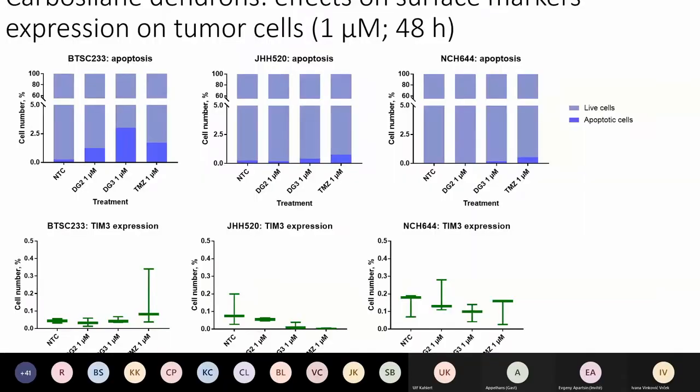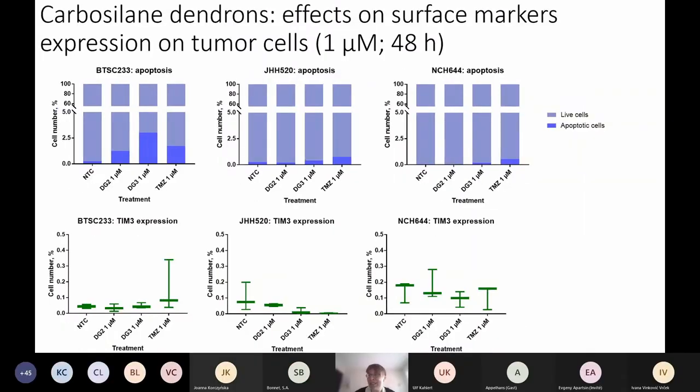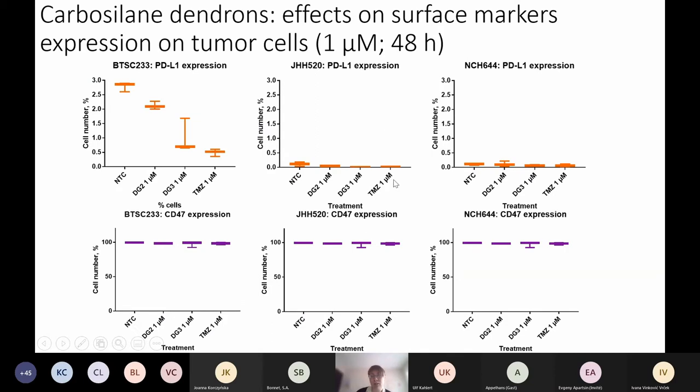In our study, we didn't find any significant effects, neither on TIM3 expression, nor PD-L1 expression, nor CD47 expression. So we can say that at least our treatment is kind of neutral to these parameters. It is not so bad.